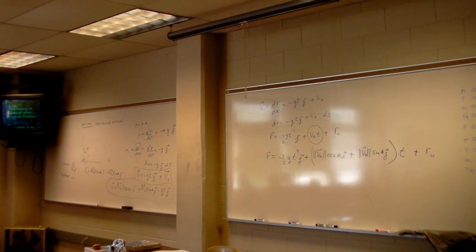Okay, so if you follow that, r sub naught is the beginning position vector. I'm holding the gun above the ground, so r sub naught would be 3 feet above the ground, 0 distance over.